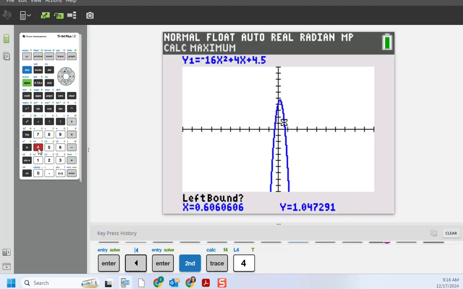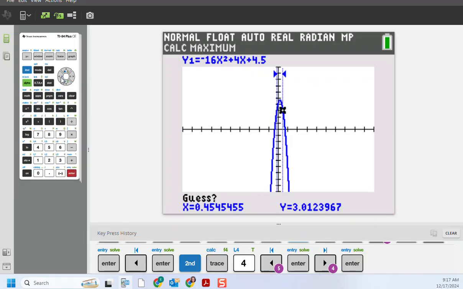Now, it wants me to go to the left of the maximum. So use your cursor and move it to the left of the maximum. It doesn't have to be right to the left as long as it's somewhere to the left. So on the left of the maximum, press enter 1 time. Then go to the right of the maximum. Press enter 1 time, and it says guess, and you go to the middle, and you press enter again. Like go to the maximum.